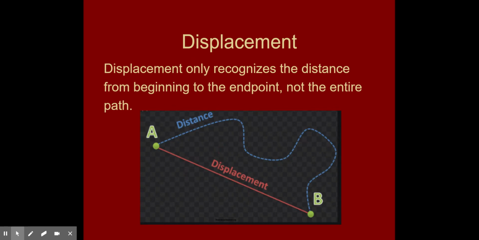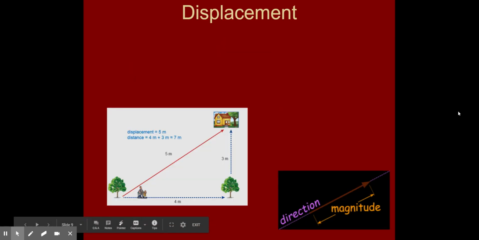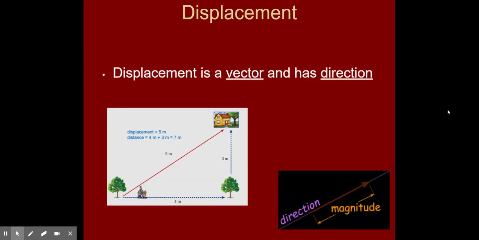Displacement only recognizes the distance from beginning to end, not the entire path, which again we've said. So if you notice in this picture, the distance is all roundabout in this blue path, whereas the displacement is a direct route from A to B. This one also gives you another very common example of a triangular displacement. If you look at the path that they would walk, they would go 4 meters to the first tree and then 3 meters home, whereas the displacement would just be 5 meters.